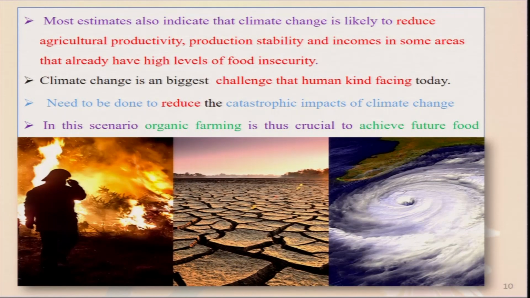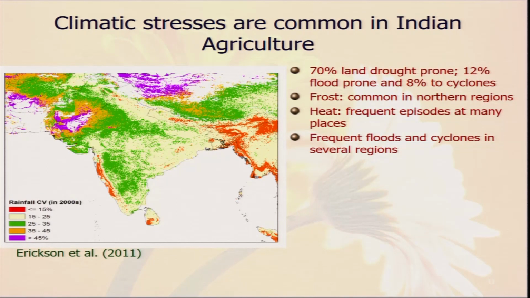And also, in this scenario, organic farming, which is known to reduce greenhouse gas emission and can also mitigate the bad effect of climate change, offers some type of solution. This is the climate stress in agriculture. Our 70% land is drought prone, 12% flood prone and 8% cyclone prone. Generally frost is common in the northern regions, but sometimes we are getting frost in other areas where we are not getting frost. So, this is the effect of climate change, and we have to take care in every sphere of life.